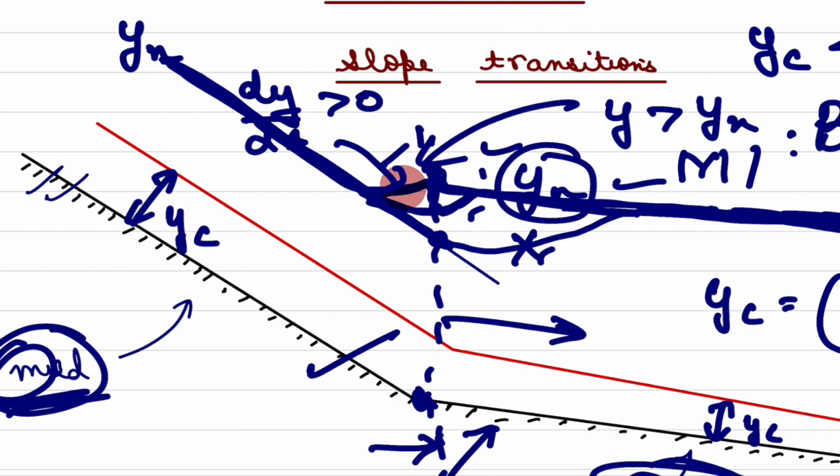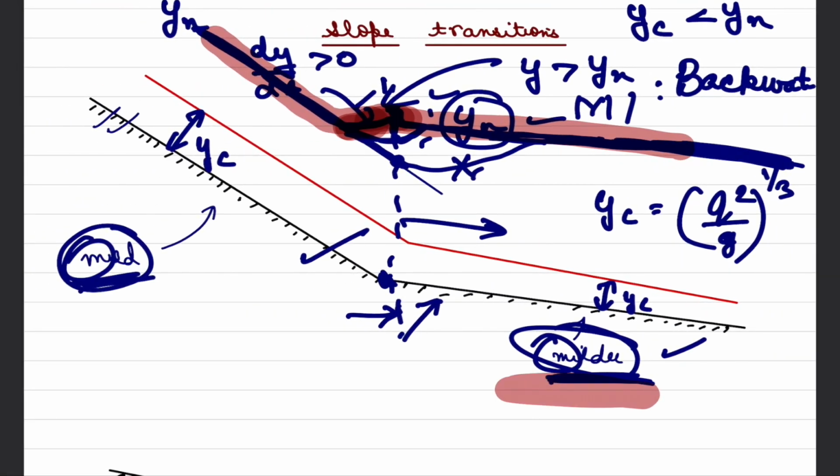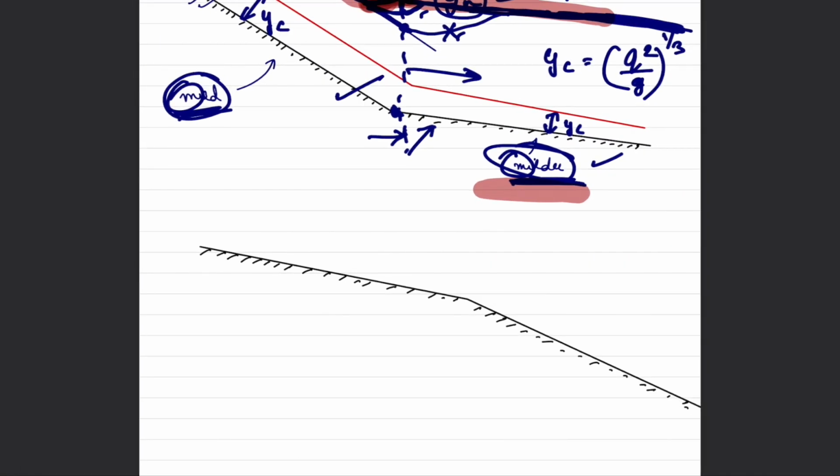So out of all the three options, the profile that is now highlighted is the one that is possible. That is, this transition starts taking place a little early, water rises a bit and then joins the normal depth of flow corresponding to the milder channel. We can extend a similar discussion to various combinations.